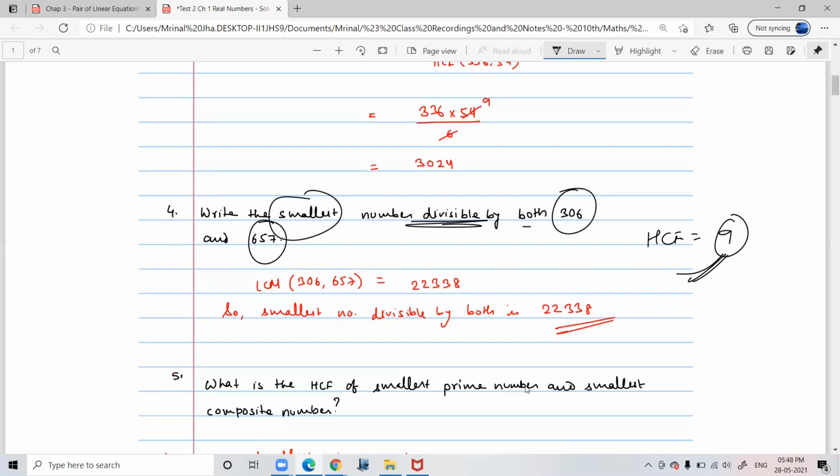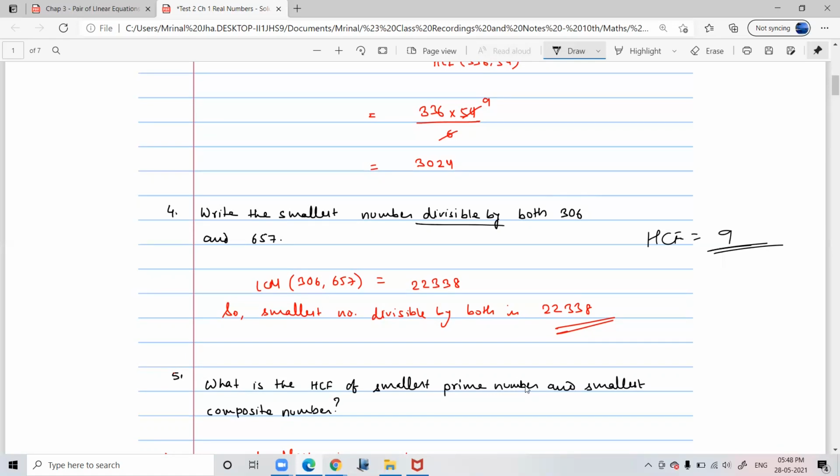So if you find 9, is 9 divisible by 306? Divisible by means 306 should divide 9. Do you understand the difference? Yes, sir. Divisible by. Understood. Okay. Everyone, is it clear? Some other people have also made a mistake in this, LCM and HCF. Is it clear? Yes, sir.